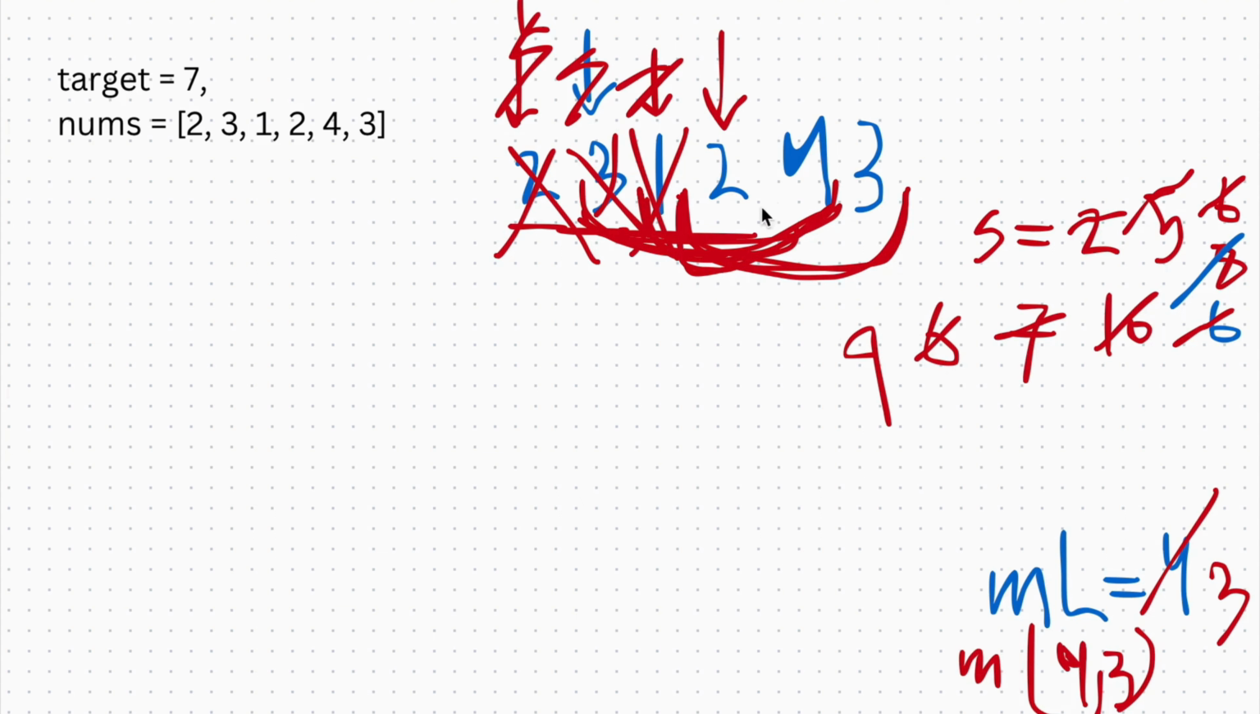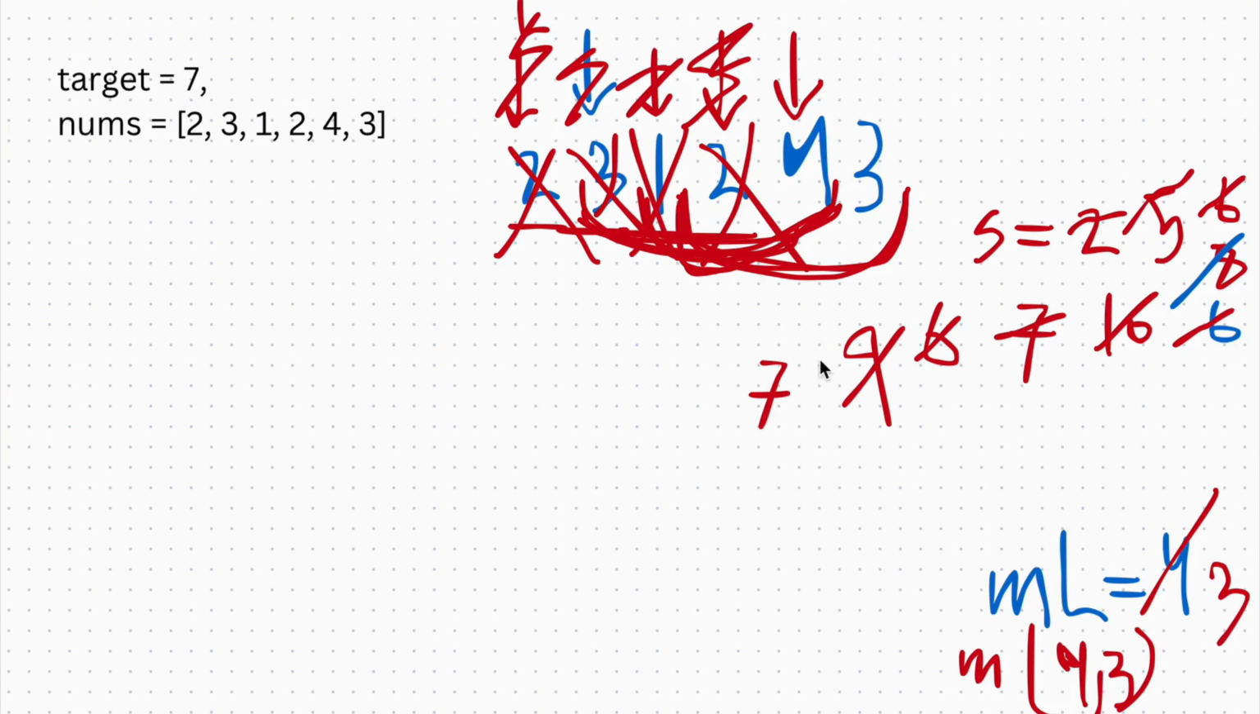Is 9 greater or less than the target 7? 9 is greater than 7. So let's shrink our window by deleting the first element and moving the left, and don't forget the minimum length is still 3 of this window. Okay, now subtract the first element we deleted from the sum. Now 9 minus 2, we have 7.